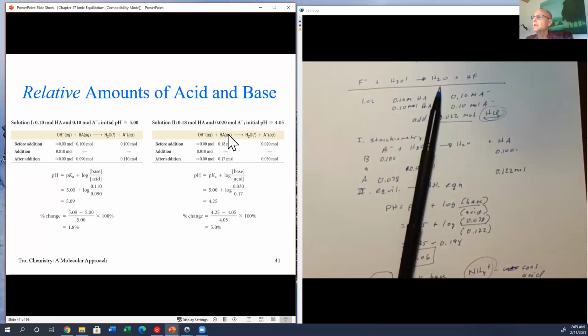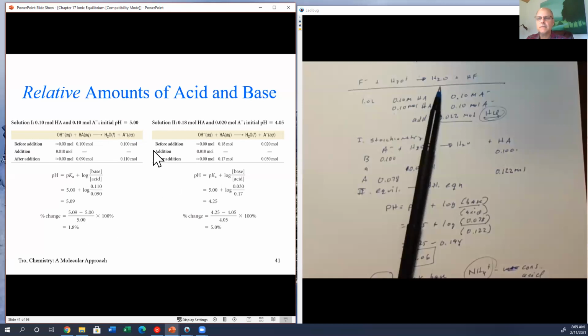Here's my BCA table. This goes to 0.17. A minus goes up to 0.030. And I figure out my new pH using the Henderson-Hasselbalch equation. And what do I find? It goes up to 4.25. So in this case, it went from 4.05 to 4.25. Still getting buffered, but notice that the pH change was much bigger here than it was here. The percent change was 5% here, and only 1.8% here.